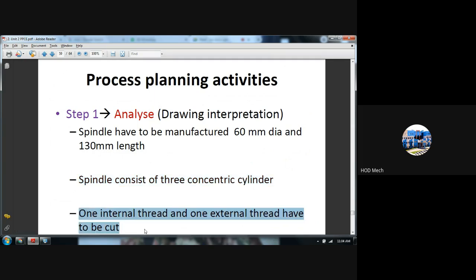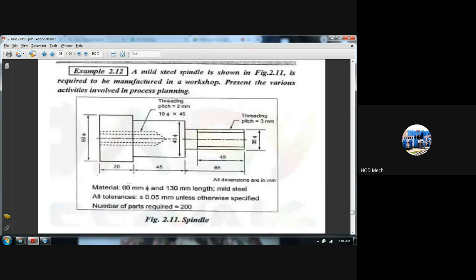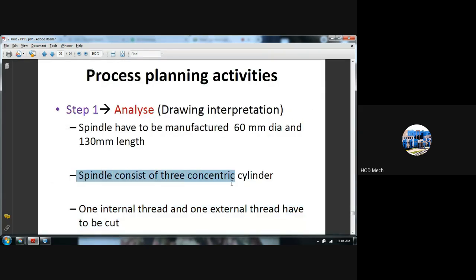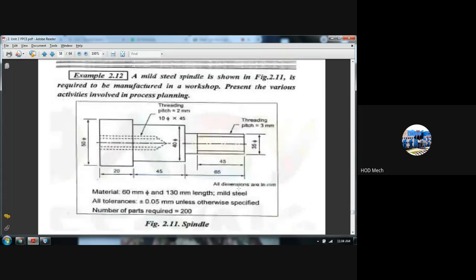This is what a process engineer understands by looking at the diagram. Here the word concentric has come: the spindle consists of 3 concentric cylinders. What do you mean by concentric? What is the meaning? Sir, same midpoint, having different circles, with different diameters having the same axis. Am I right? Concentric means the axis will be the same midpoint.